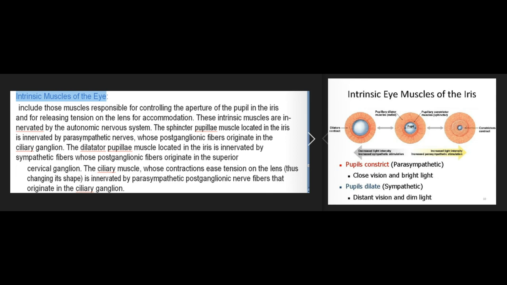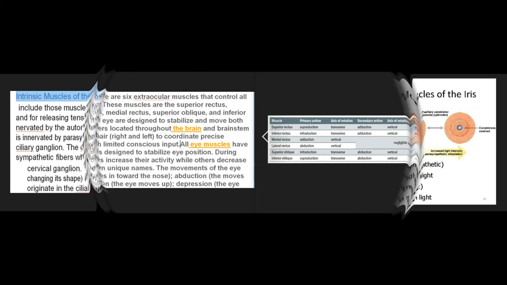The sphincter pupillae muscle located in the iris is innervated by parasympathetic nerves, whose postganglionic fibers originate in the ciliary ganglion. The dilatator pupillae muscle located in the iris is innervated by sympathetic fibers whose postganglionic fibers originate in the superior cervical ganglion. The ciliary muscle, whose contractions ease tension on the lens, thus changing its shape, is innervated by parasympathetic postganglionic nerve fibers that originate in the ciliary ganglion.